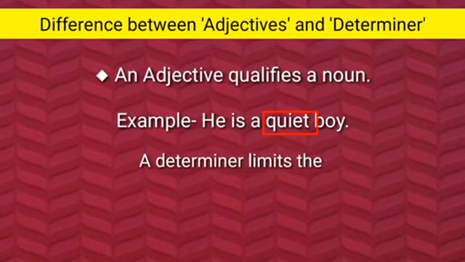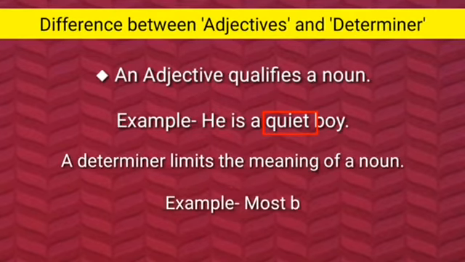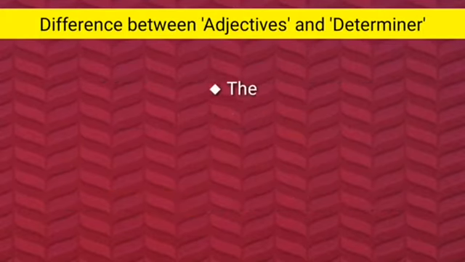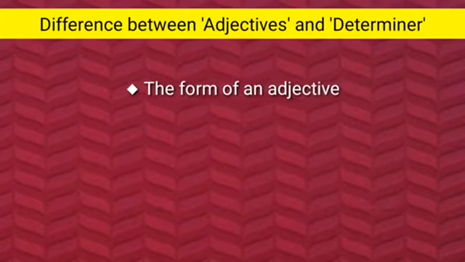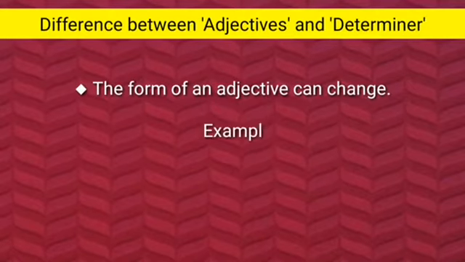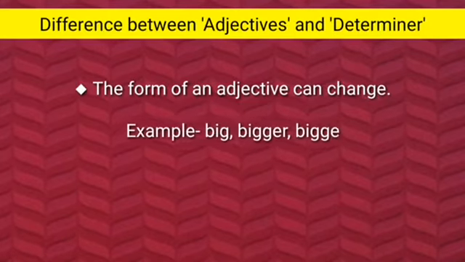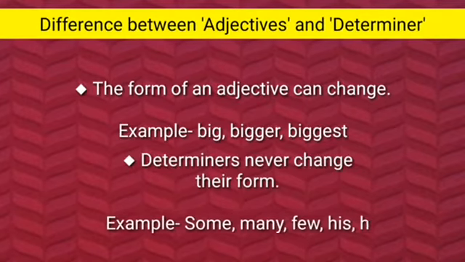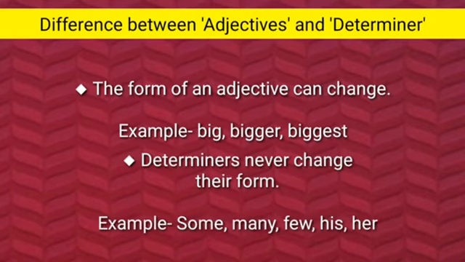A determiner limits the meaning of a noun. For example, most boys love watching cricket. Here, most is a determiner. The form of an adjective can change. For example, big, bigger, biggest. Whereas determiners never change their form. For example, some, many, few, his, her.